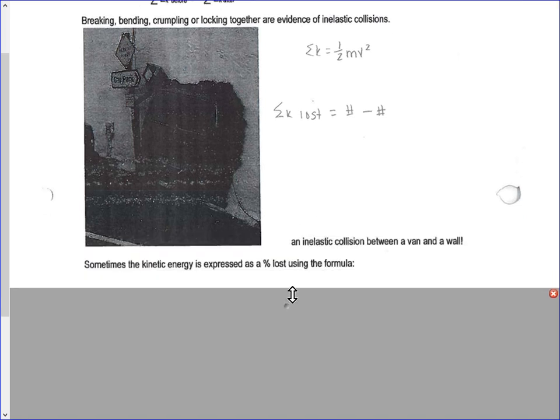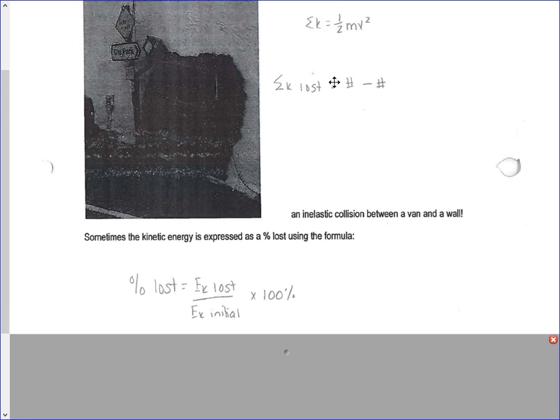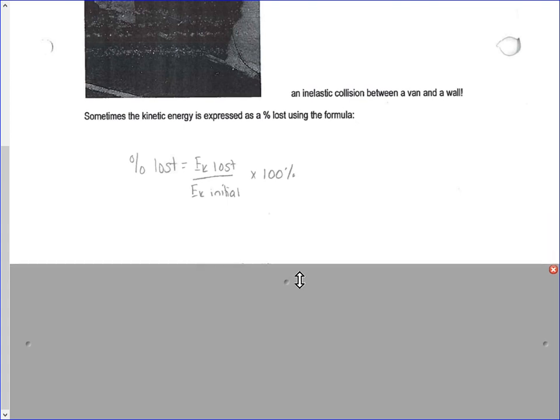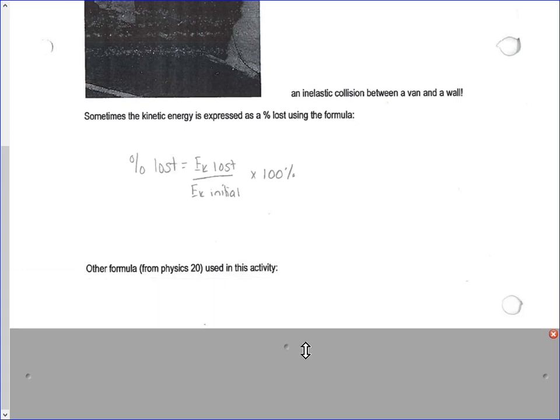Sometimes kinetic energy loss is also expressed as a percent. The way we do it is the kinetic energy lost over the initial kinetic energy. So we first find the kinetic energy lost by finding the difference, then divide that loss by our initial, and multiply by 100% to get a percentage of the original kinetic energy that has been transformed into other energies.